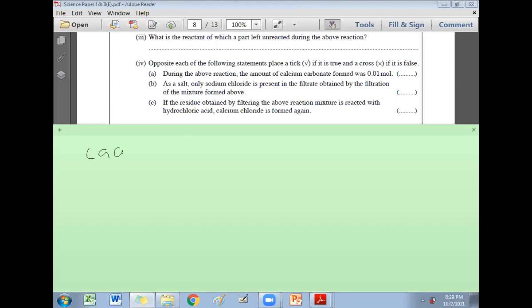What is the reaction given? The reaction is there in your tube, right? Calcium chloride, CaCl2, reacts with sodium carbonate, forming calcium carbonate plus sodium chloride. I didn't write the physical state here, but in the exam, you have to write the physical state. 2NaCl. Why 2NaCl? Because left side 2 chlorine, so 2 sodium. Now, what is the volume used?